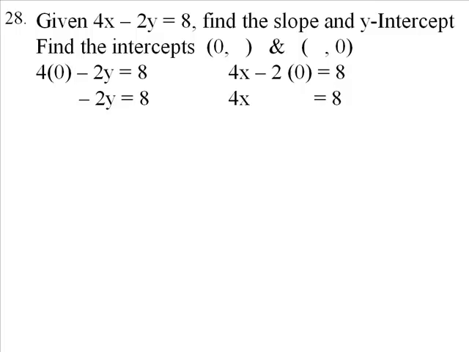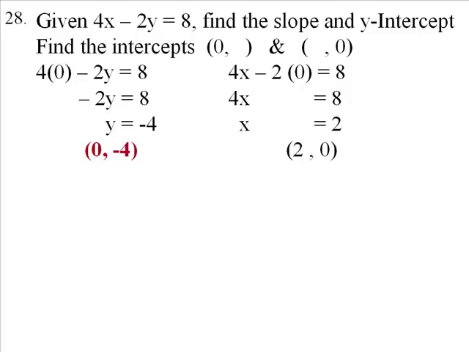On the left equation, we're going to divide both sides by negative 2, so 8 divided by negative 2 is negative 4. On the right side, we have 8 divided by 4, so x will be 2. In the left equation, we let x be 0 and solved for y. On the right equation, we let y be 0 and solved for x. So there are 2 points that give us a line. The left side gives you the y-intercept because it's the value of y when x equals 0. The one on the right is the x-intercept where y is 0.